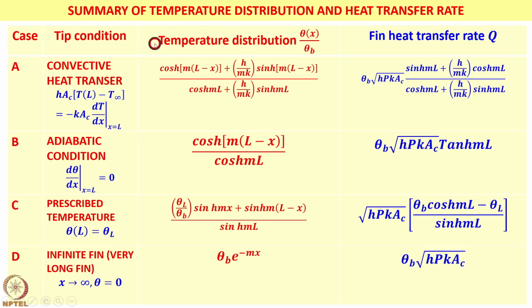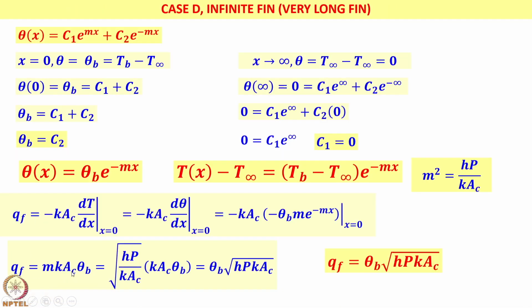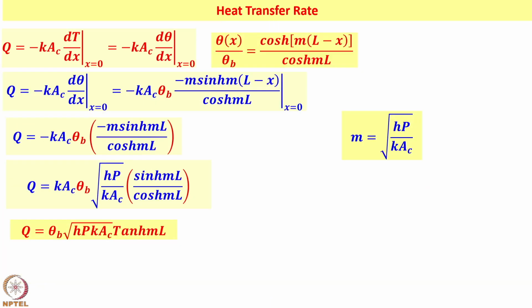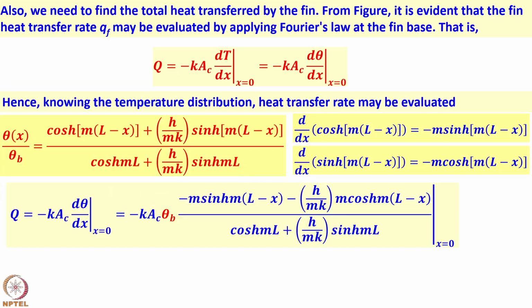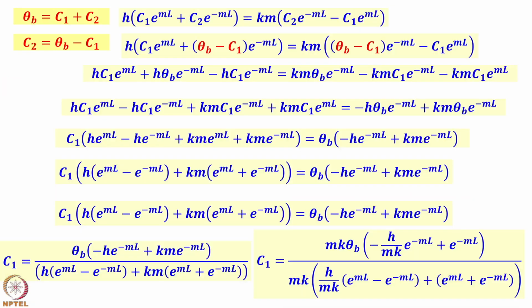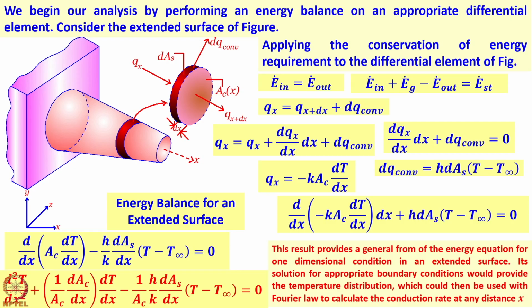So we are in the last phase of our fins chapter. If you just recall, we had found the temperature distribution of the fins for various conditions. In fact, to be very clear, we had put the fins for the sake of increasing the surface area. That is why this is called an extended surface.